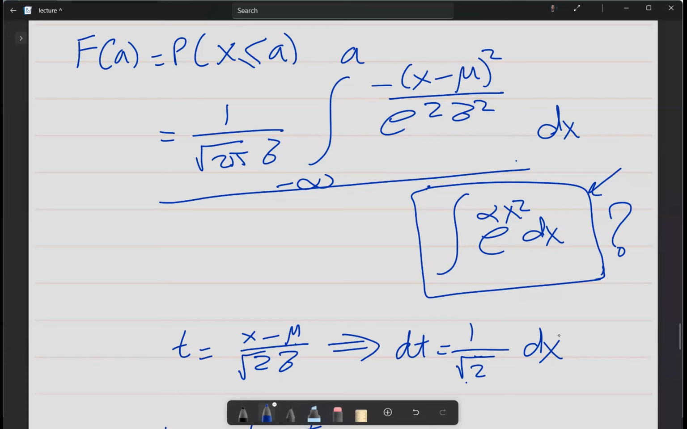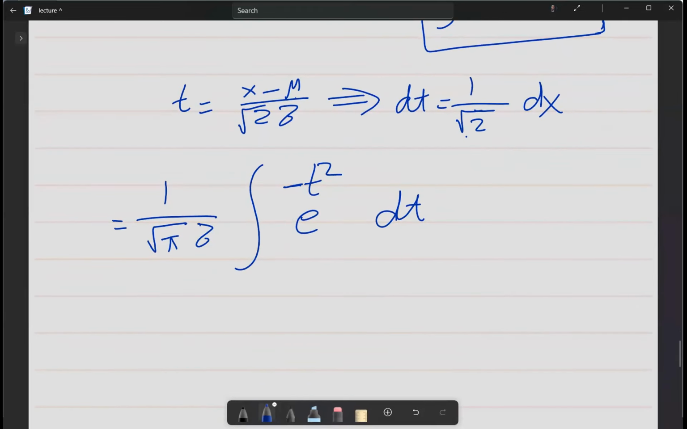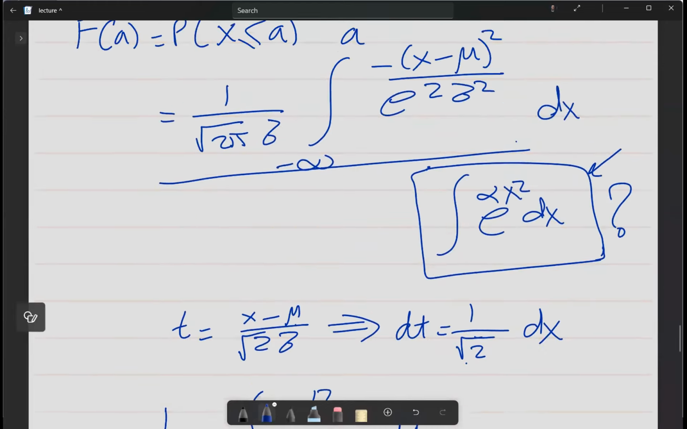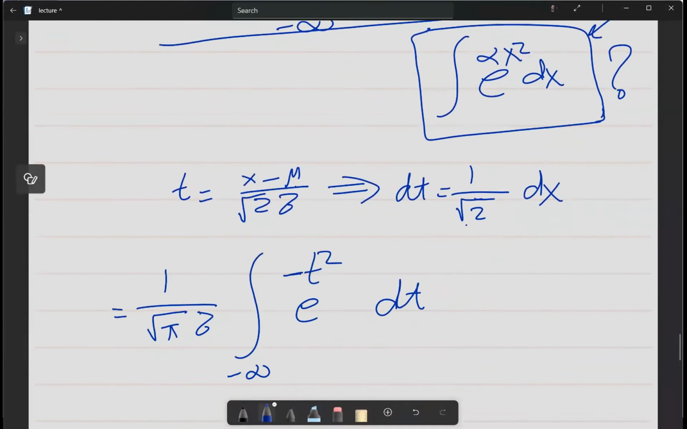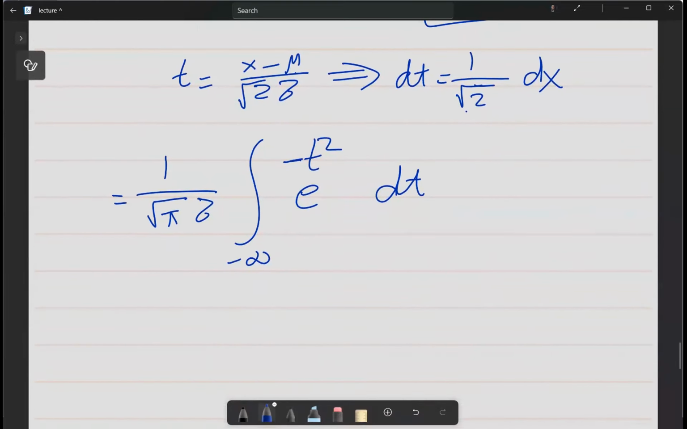Okay, when we substitute x with a, it will be (a minus mu) divided by square root of 2 times sigma. So this will be from minus infinity up to (a minus mu) divided by square root 2 times sigma. This will be the integration.